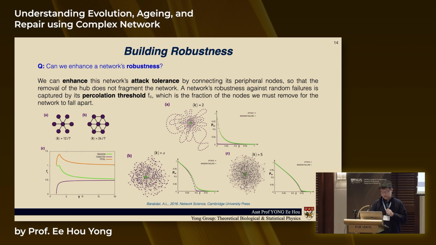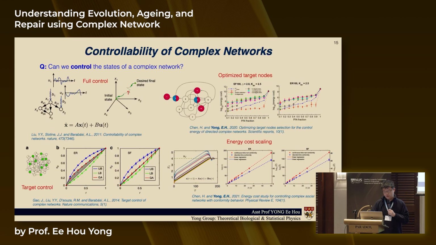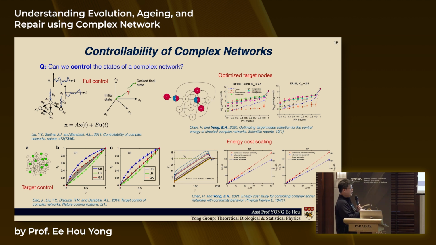Okay. So another concept that is important to understand aging is how you can control the states of a complex network. For example, in this case, the states, which are some value that the node takes, can be either a real number or something binary like 0 and 1, right? So the idea is, can you control and move the states to something that you want? This problem was studied again by Barabasi's group in 2011.